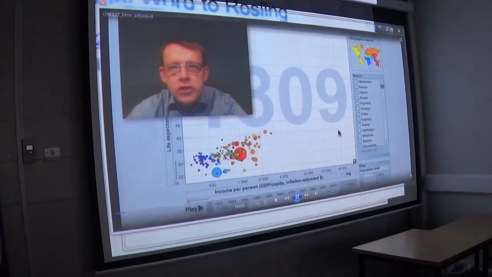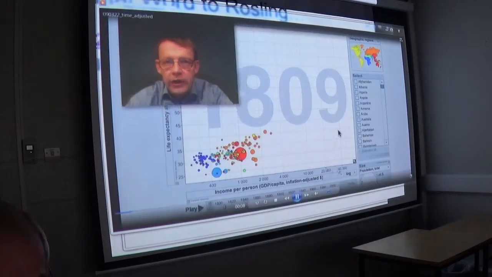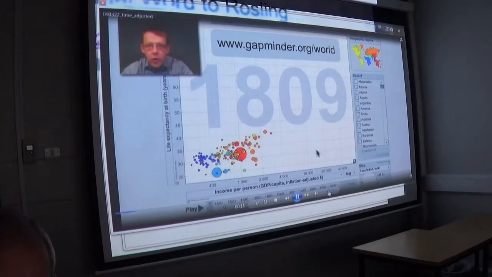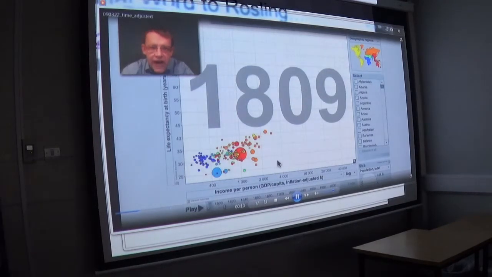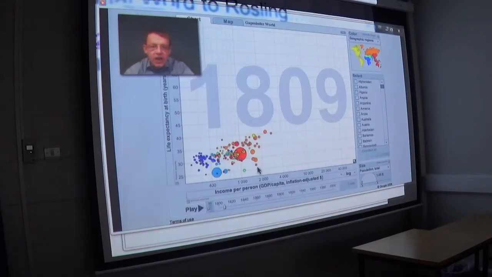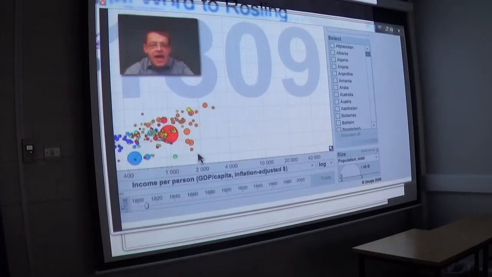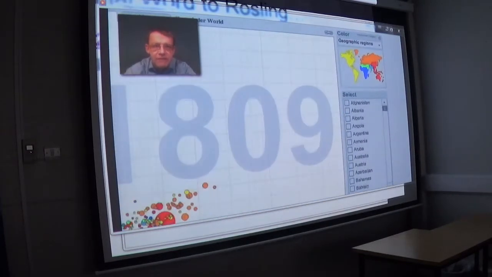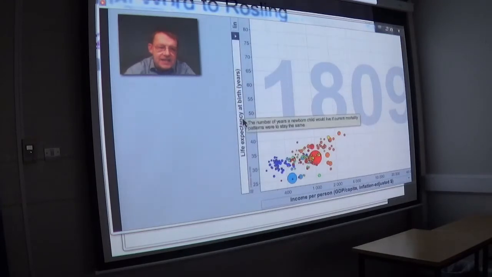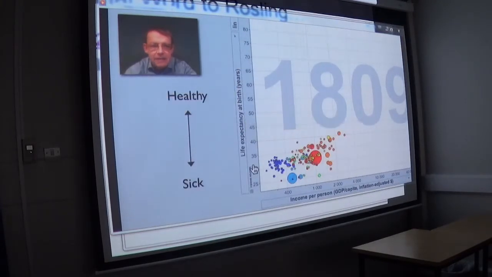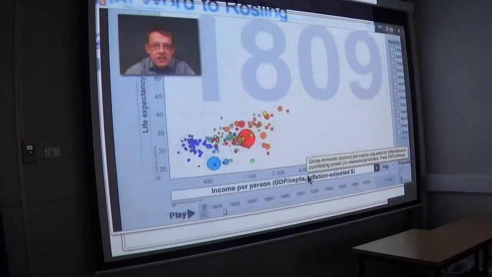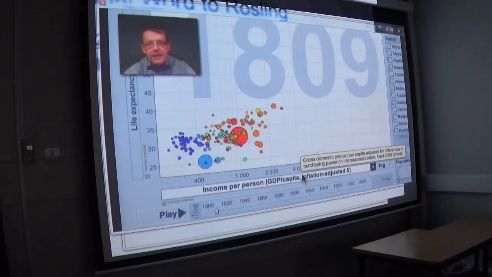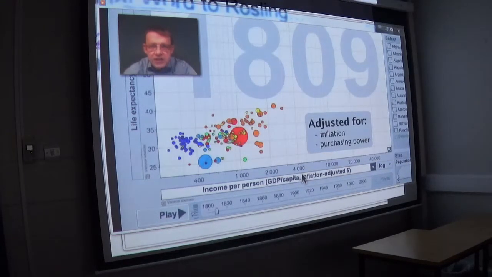It was the last 200 years that changed the world. I will show you in Gapminder world here the situation 1809. Each bubble is a country. The size shows the population, and the color shows the continent. The brown here is West Europe, and you can see from the map for the rest. This axis shows health, life expectancy at birth, from 30 years to 80 years. And this axis shows income per person in dollars adjusted for inflation and for purchasing power.